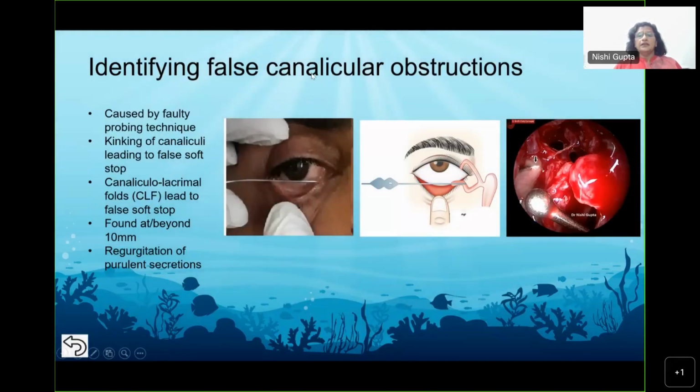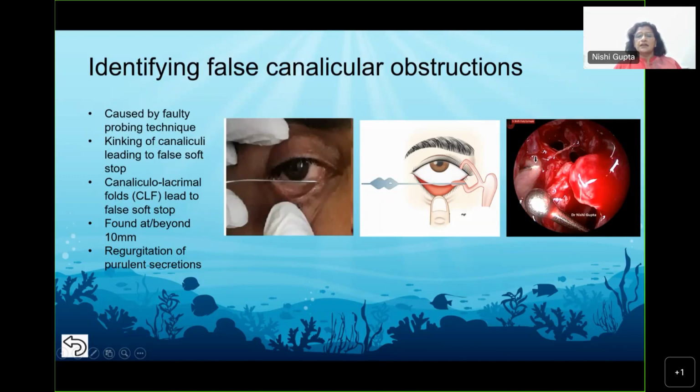Now, how do we identify canalicular obstructions? There are multiple ways by which canalicular obstruction can be diagnosed. One, I just mentioned, the kinking of the canaliculus. And second, most important, is something called CLF, canaliculo-lacrimal sac folds. This is a case of endoscopic DCR where the sac has been opened and we can see the probe that has been passed through one of the puncta into the lumen of the lacrimal sac. That's the common canalicular opening, which is very patent. But the probe goes and hits one of the mucosal folds of the lacrimal sac, marked by the arrow here. So this gives us a false sense of soft stop.